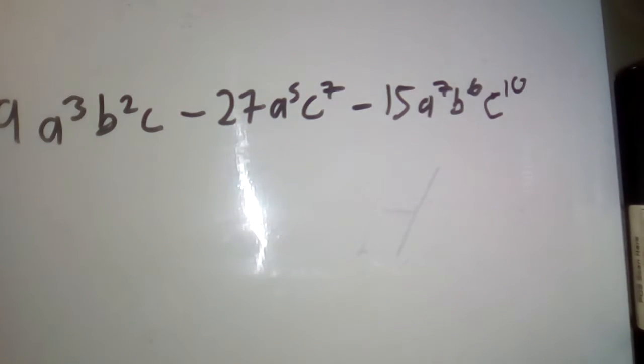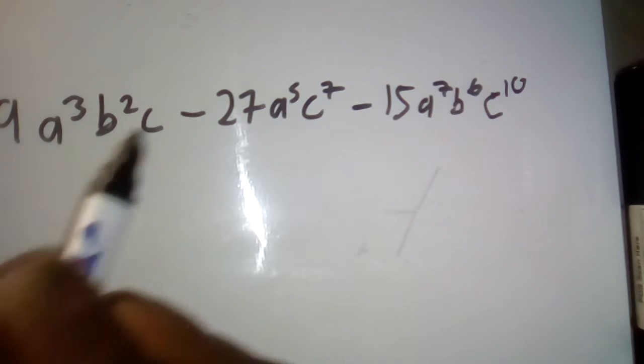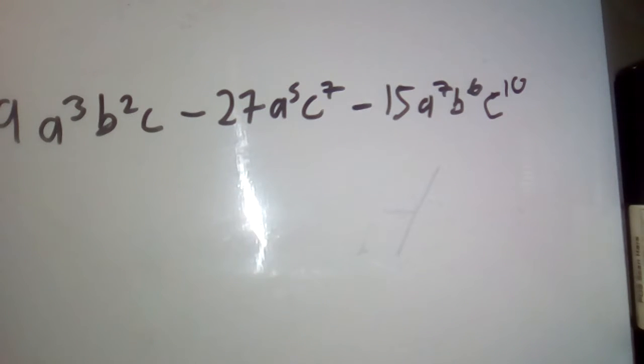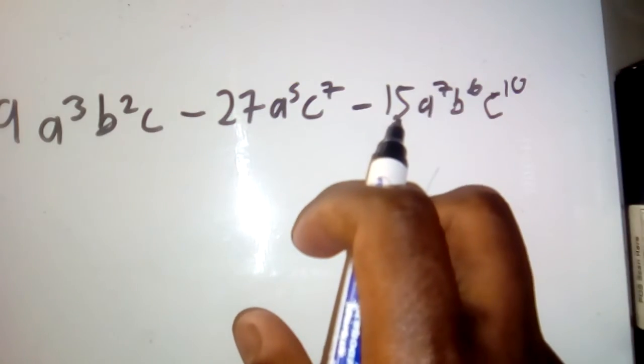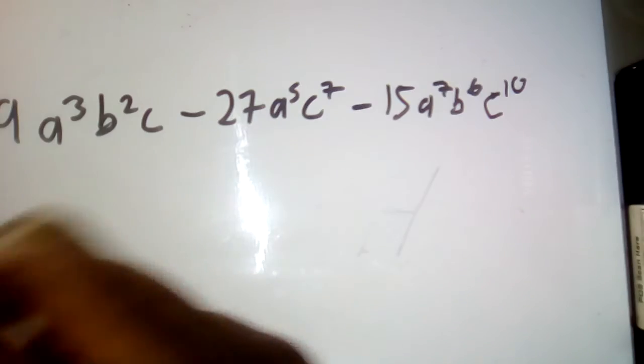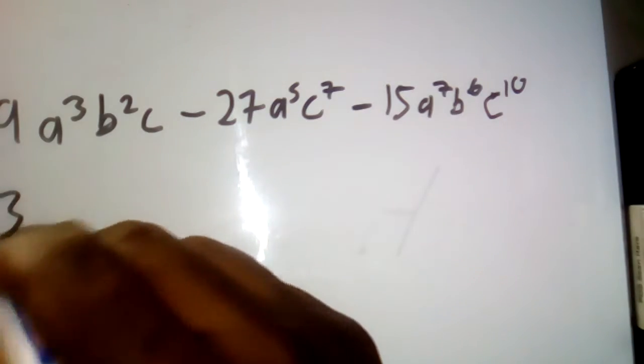So let's find the highest common factor for the numbers. We have 9, we have 27, we've got 15. What's the highest number that all of them can divide by? Well, the highest number is 3. You see, both of these numbers can divide by 9, but 15 cannot divide by 9. So the highest that all of them can divide by is 3. So we put down 3.